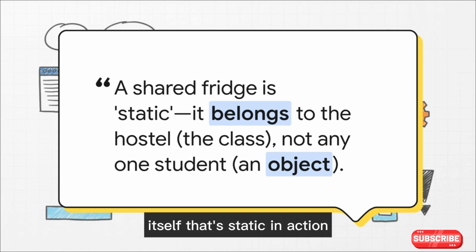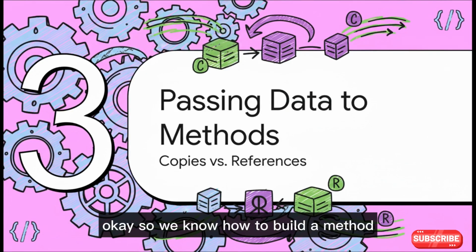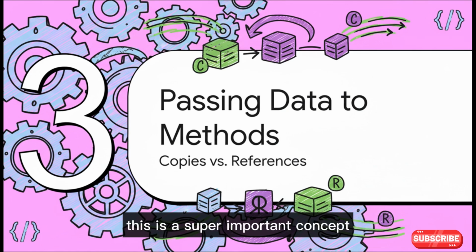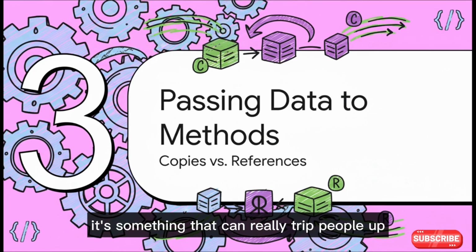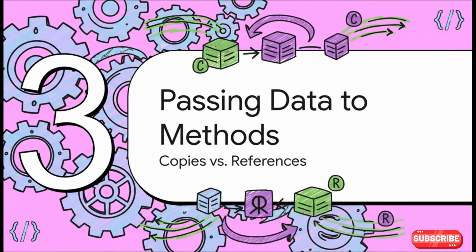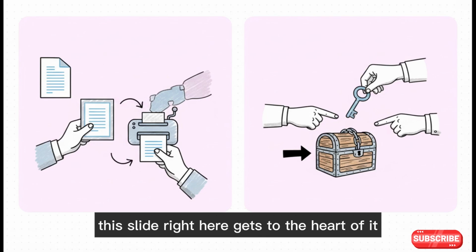That's static in action. Okay, so we know how to build a method. Now let's figure out how we get data into it. This is a super important concept, and honestly, it's something that can really trip people up when they're starting out. But don't worry, we're going to make it really clear. This slide right here gets to the heart of it.